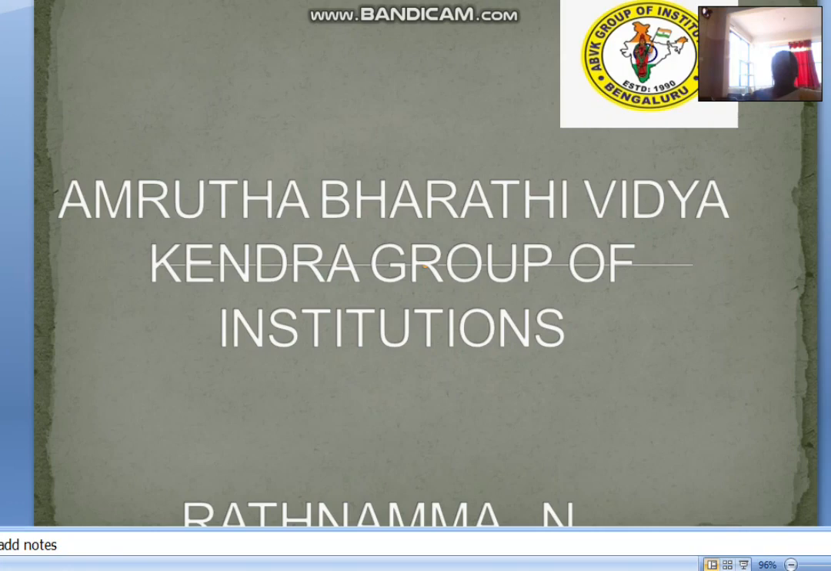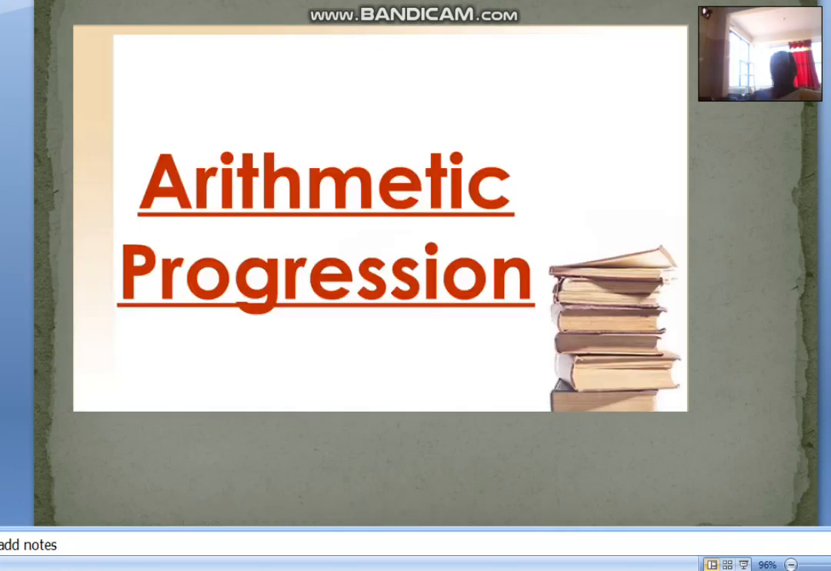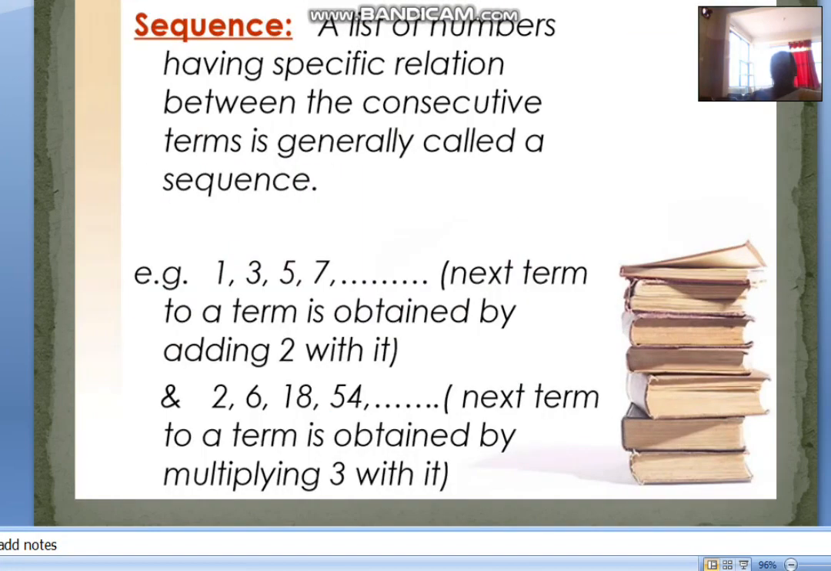So first I want to explain about a sequence. A list of numbers having a specific relation between the consecutive terms is generally called a sequence. For example, 1, 3, 5, 7, etc. The next term to a term is obtained by adding 2 to it.